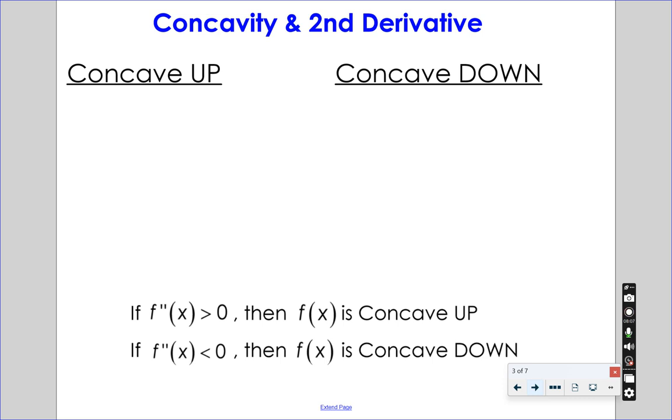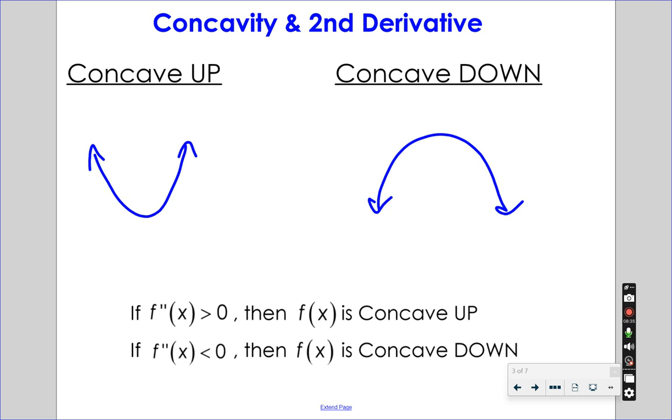All right, today we're going to talk about concavity and the second derivative. Do we remember what concave up looks like? This. Concave up, concave down is this. A parabola is a perfect example of something that's either only concave up or only concave down.